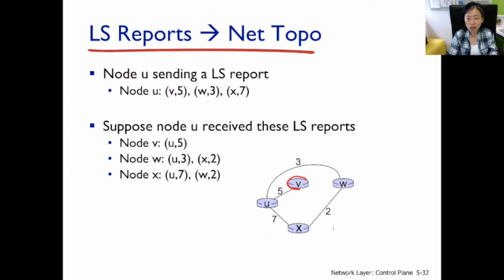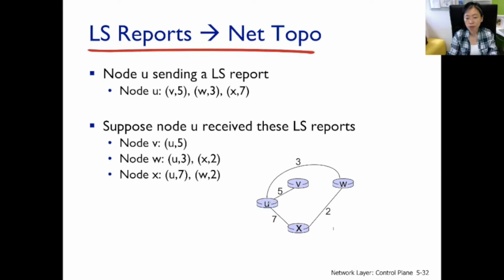Similarly, V is going to generate its link state report, which is going to contain only 1 entry. It connects to U, link cost 5. The link state report from W should look like this: 2 neighbors, U and X, cost being 3 and 2. The link state report from X contains 2 entries, U and W, link cost 7 and 2.